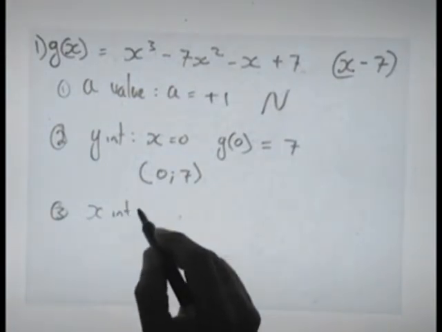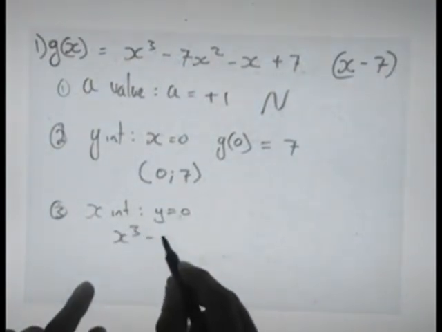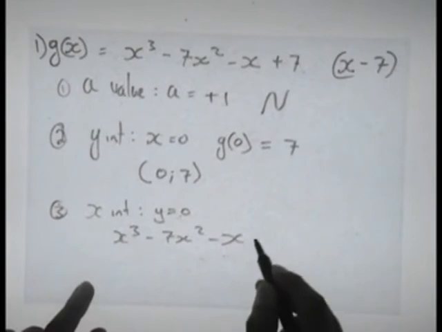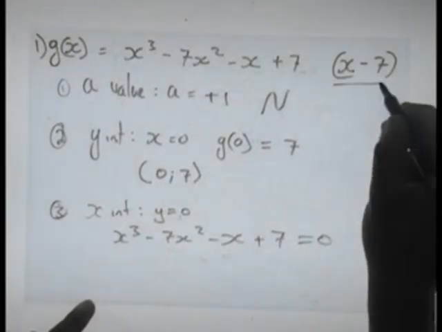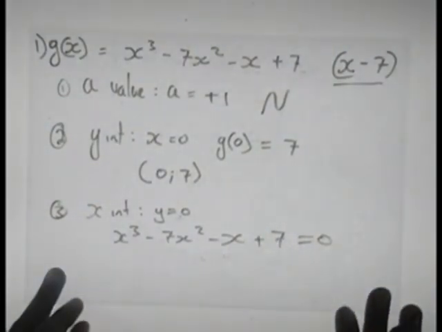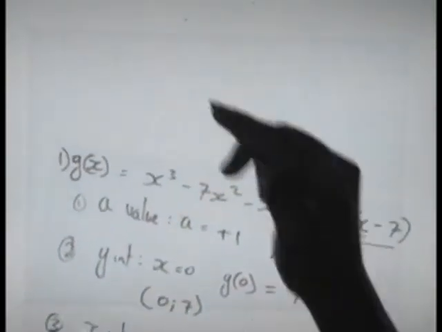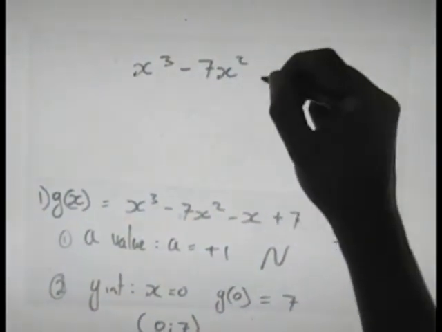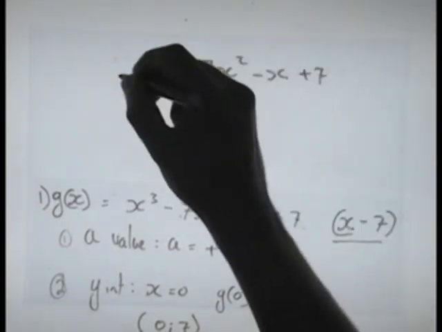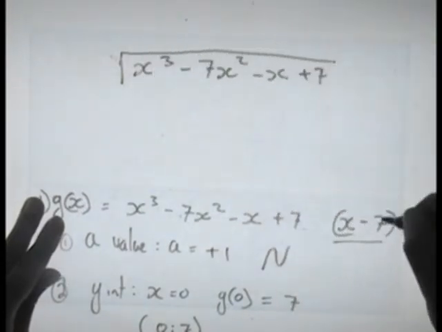Third step, x-intercept happens when y is equal to 0. In this case it will be when x cubed minus 7x squared minus x plus 7 is equal to 0. Now I did tell you that one of the factors is x minus 7. All you need to do in this case is do synthetic or long division to get your results. That will be x cubed minus 7x squared minus x plus 7, divided by x minus 7.